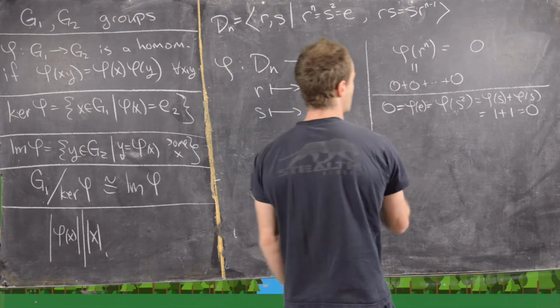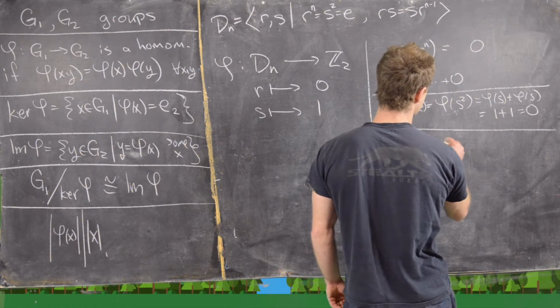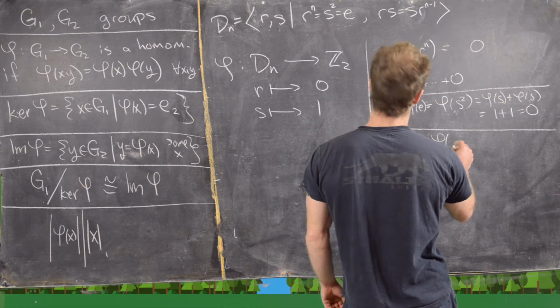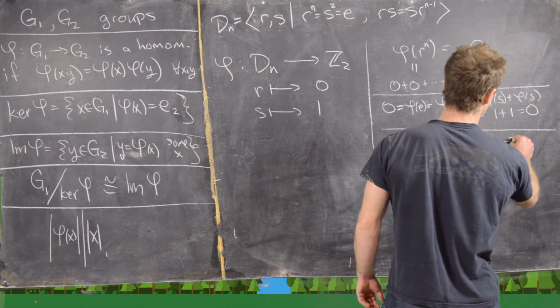Okay, good. So we've got one more thing to check. And let's go ahead and check this, that phi of RS should be equal to phi of S R to the n minus 1.